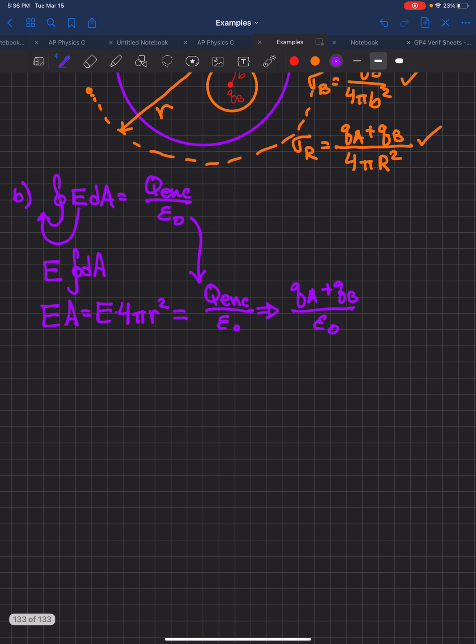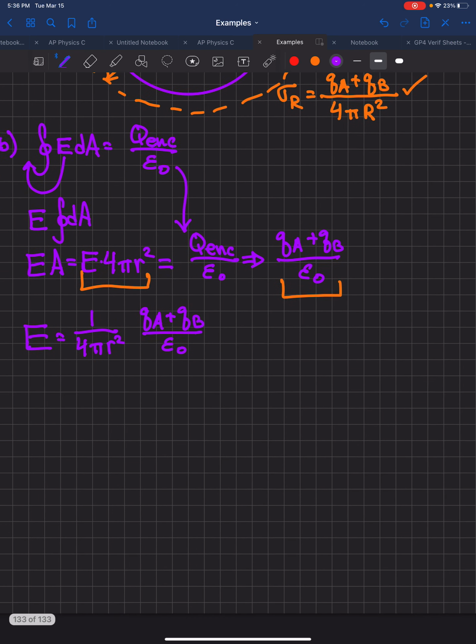All right, so now we have the left side of the equation and the right side of the equation, and let's just solve it for E. So E is going to be equal to, let's bring that 1 over 4 pi r squared over, and you still have left QA plus QB all over epsilon naught.